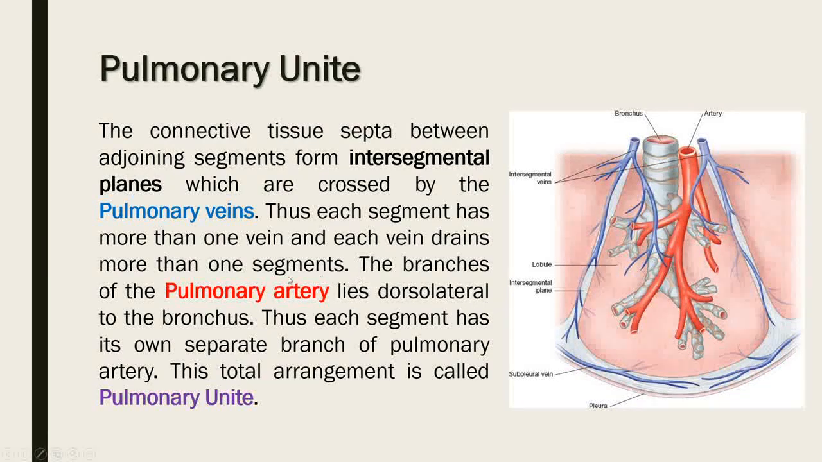On the other hand, the branches of the pulmonary artery lie dorsolateral to the bronchus. This is the pulmonary artery which lies dorsolateral to the bronchus. Thus each segment has its own separate branch of pulmonary artery. So a single segment is having its own artery, but a single segment is having two pulmonary veins on either side. This total area or arrangement is called the pulmonary unit.